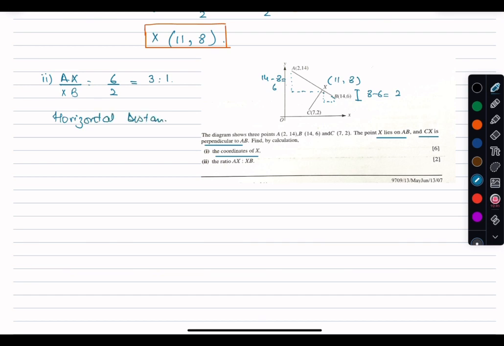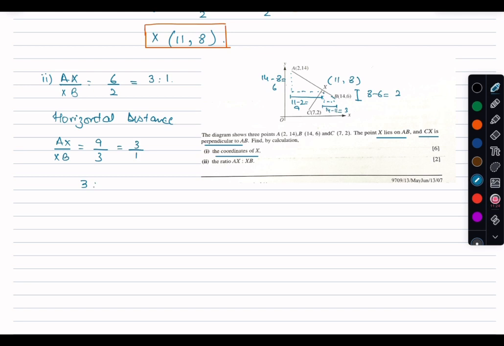for horizontal distance, what I know is that the horizontal distance between A and X is going to be 11 minus 2, which gives you a 9. And the horizontal distance between B and X is going to be 14 minus 11, which will give you a 3. So comparing the two, the horizontal distance is also in the ratio 9 divided by 3, which again comes out to be 3:1.